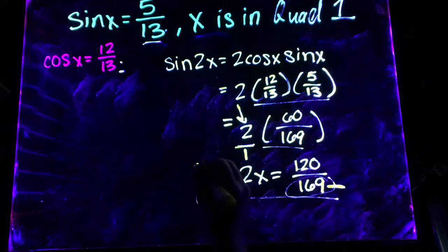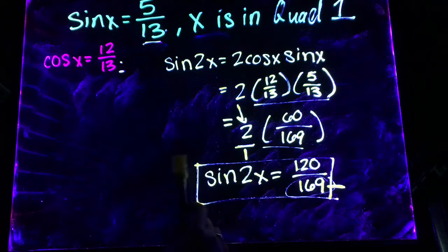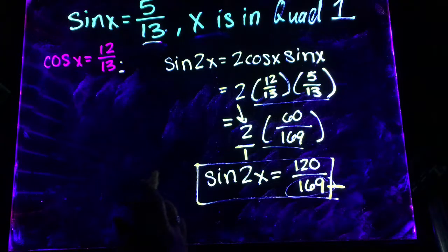And so this is your final answer for sine of 2x when sine of x equals 5 over 13. And that's how you solve for sine of 2x with a double angle formula.